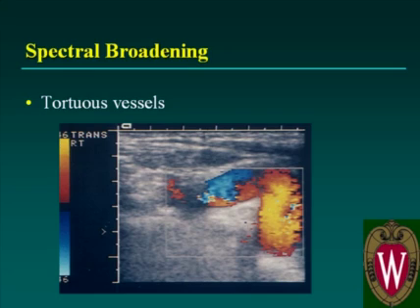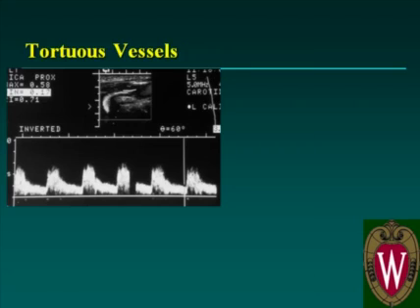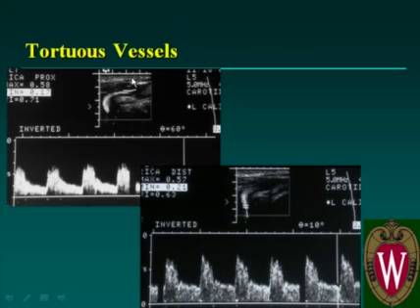Tortuous vessels are notorious for causing spectral broadening. Oftentimes, particularly in older patients, you'll see vessels that make abrupt turns, and as you can see on this color image, at the abrupt turns, the flow dynamics are changing rapidly. Here's an example of sampling prior to a turn and then after the turn, and you can see that the acoustic or spectral window is filled in after the turn because we have a broadening of the velocity spectrum, or this spectral broadening that I'm describing.